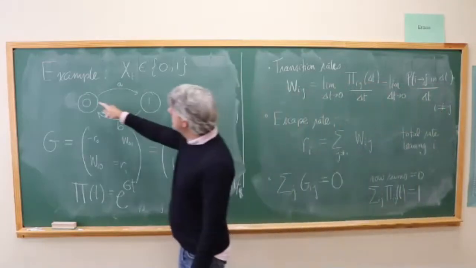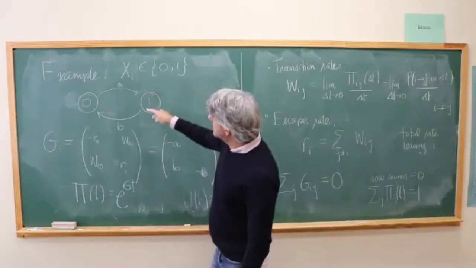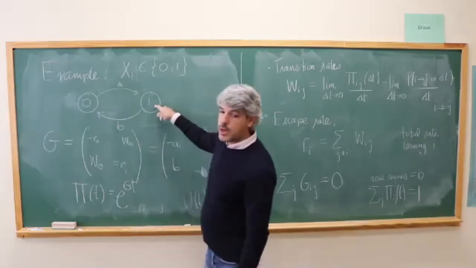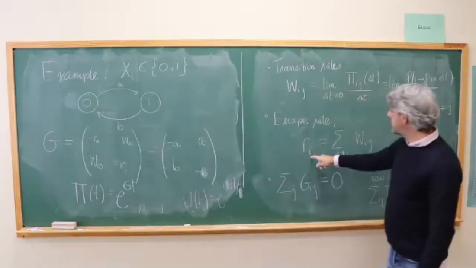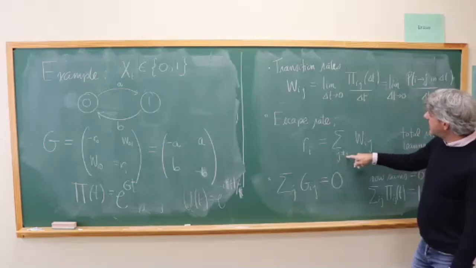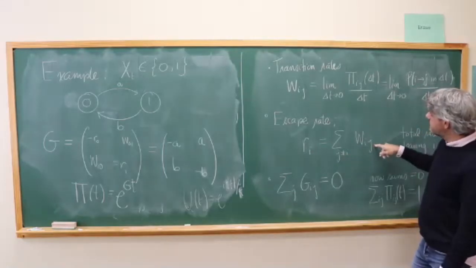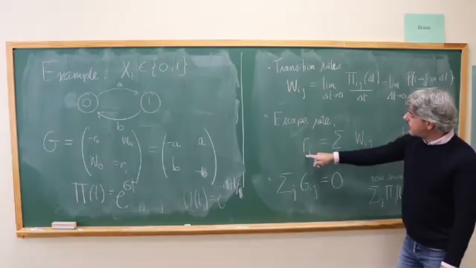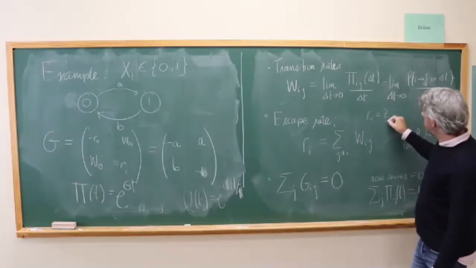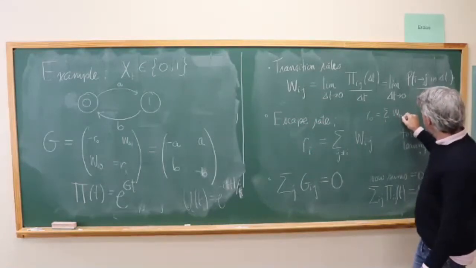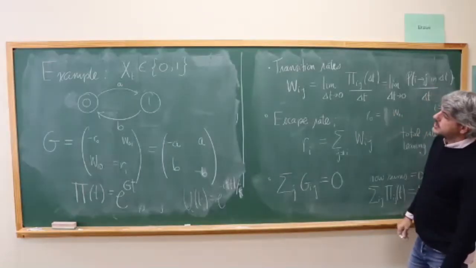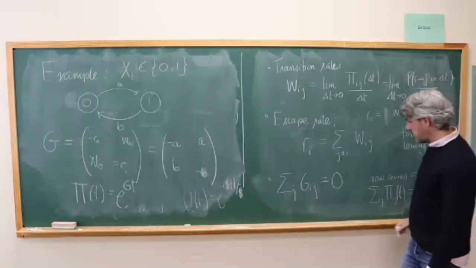So here there's only one escape rate from 0. See, this arrow here is not an escape rate for 0, it's an escape rate for 1. So the escape rate is the sum over all the j's different than i for the escape rate ij. Here, if I want R0, I need to sum only over 1, of 0,1. So there's only one term, so the escape rate is A. Okay?